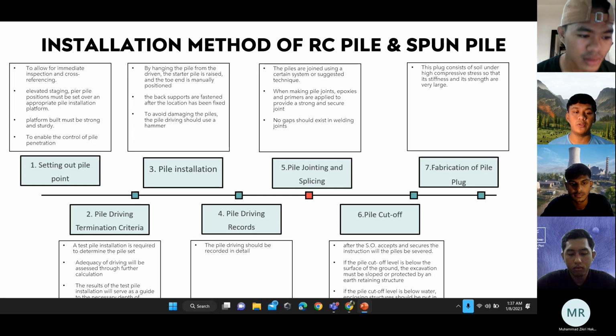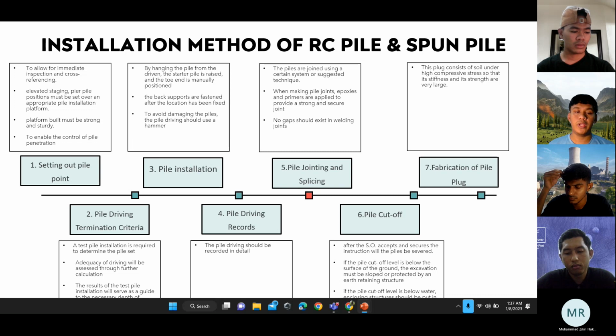The test pile installation is required to determine the pile set. And after this, pile installation. By hanging the pile from the driver, the starter pile is raised and the torque is manually positioned. To avoid damaging the pile, driving should use a hammer. So when we do installation, we use drilling. I think it's drilling, right? So after this, the pile driving record.